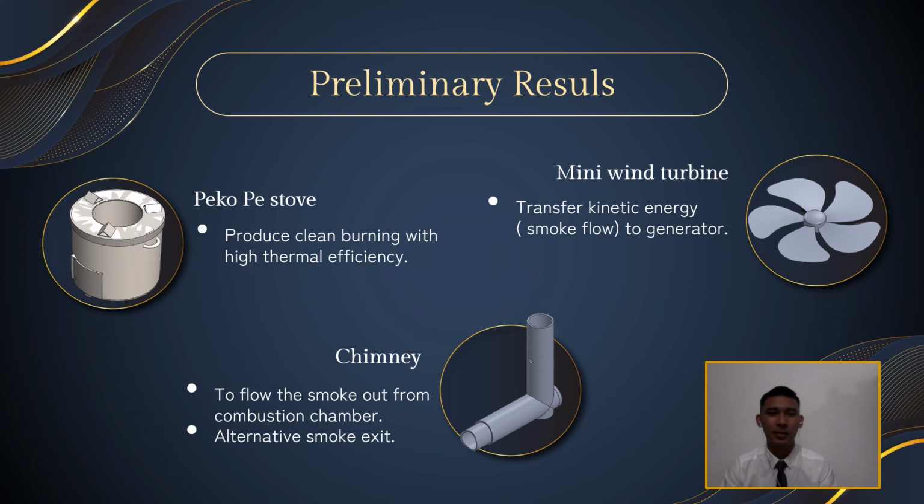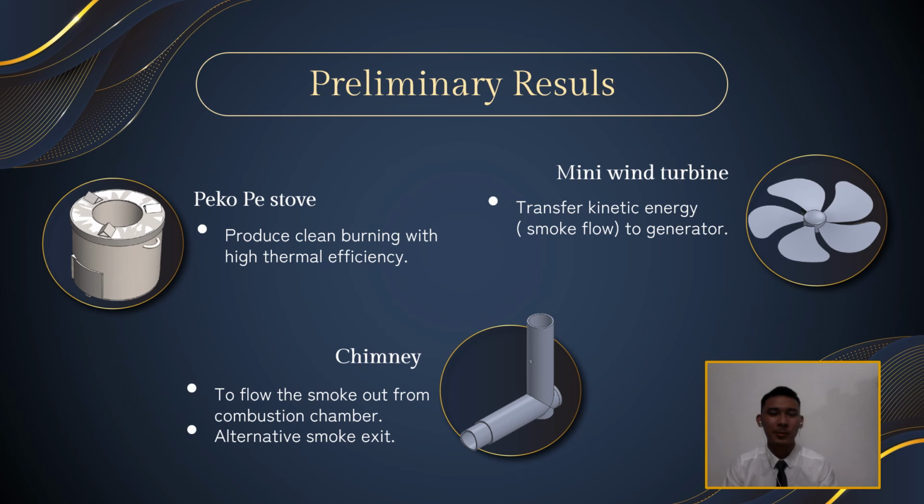In preliminary result, the selected current stove design is a top-lit updraft TLUD natural draft stove, also known as Peco-based stove, that produces clean burning with high thermal efficiency. A chimney with 90-degree bend will be added at the backside of the stove to flow the smoke out of the combustion chamber. At the end of the chimney, a mini wind turbine with 5 blades is attached along with a generator. The smoke creates lift as it passes over the blades, causing them to turn.